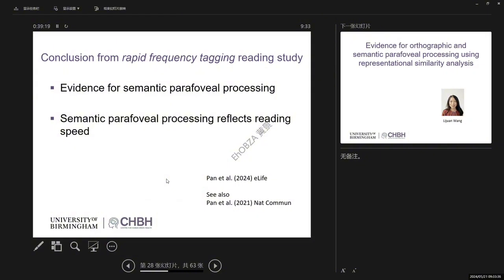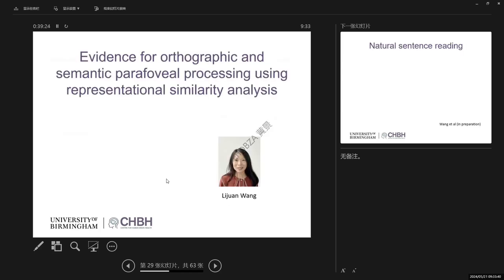So I'm going to switch to another study where we have complementary results. So this is done by Lichuan Wang. So she used to be a master's student at Guangzhou.